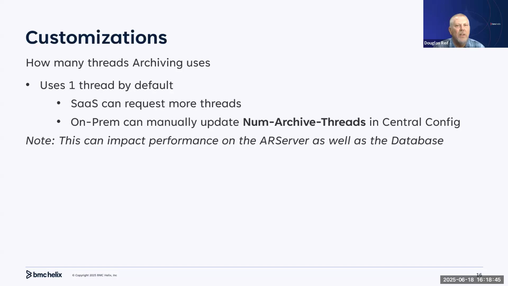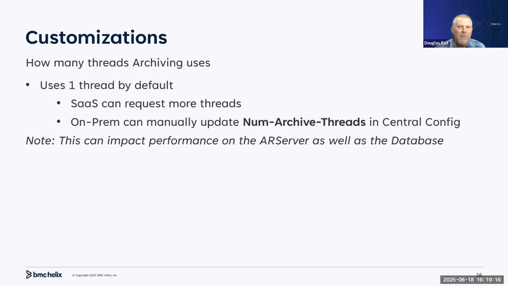You can adjust the number of threads, and this is true in SaaS and on-prem. In SaaS, you can open up a change request. In on-prem, you can just change the num archive threads. And I've seen many customers in SaaS that have changed this. And adding threads does make it so that you have multiple threads running simultaneously, and those threads are moving data. They're inserting data into the archive form, and they're deleting data from the main form. And so it's a bit of database work.